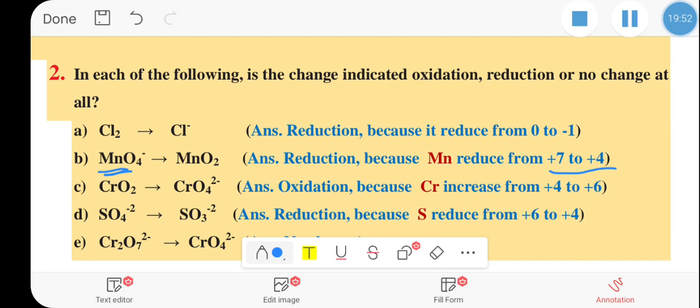C: in the reactant side the oxidation number of chromium is +4 and in the product side the oxidation number of chromium is +6. Therefore the reaction is an oxidation reaction. D: sulfate ion. Sulfur is reduced from +6 to +4. In the reactant side, the oxidation number of sulfur is +6, and the oxidation number of sulfur in the product side is +4. Therefore, the reaction is reduction.